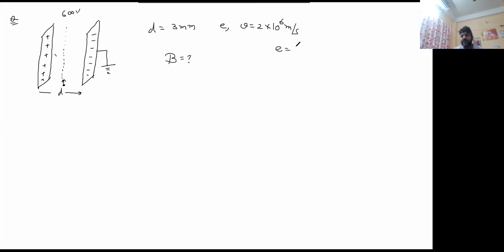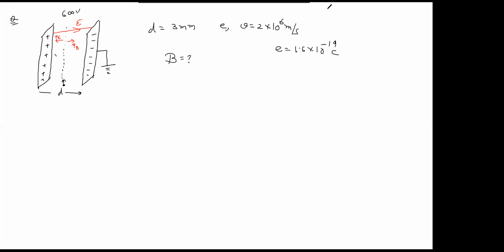You can take the charge, which is given, 1.6 into 10 to the power minus 19 coulomb. I give you some time. Okay, so this is a positive charge, this is a negative charge. So the direction of electric field is plus to minus. As it is a negative charge, an electron, the force applies in the opposite direction of the electric field, and we expect the magnetic force to apply in the opposite direction.